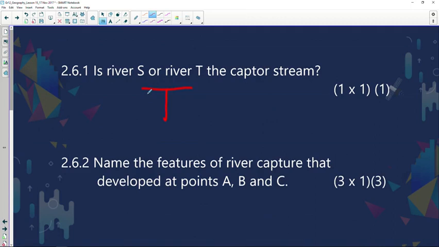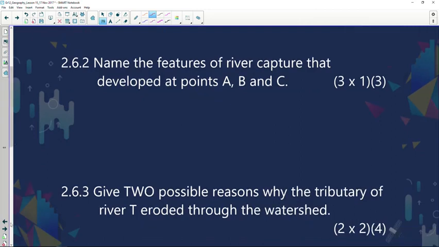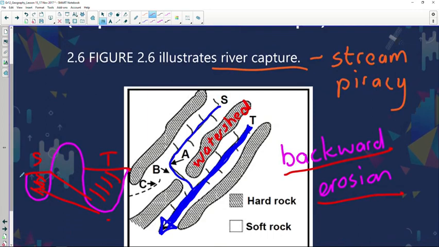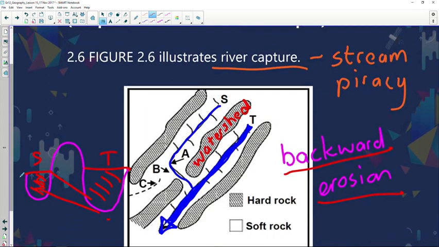Name the features of river capture that developed at points A, B, and C. Now, I've just mentioned them, but let's go and write them down. A is the stream elbow. For instance, over here, you can see it looks like the shape of an elbow. B is the wind gap, is where the river physically dries up. And C is the misfit stream.